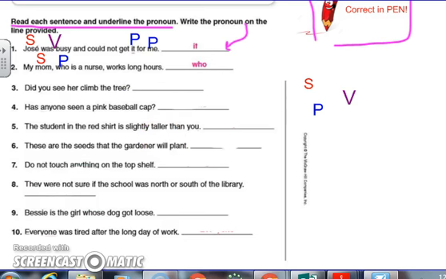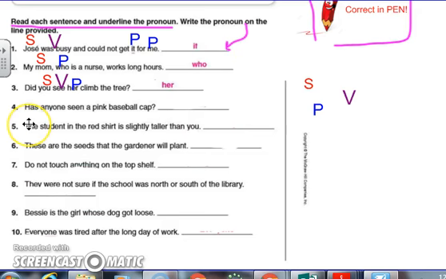Did you see her climb the tree? Who or what? Did you? What? Verb, that's the action. Her climb the tree. Well, let's find out. Where do you think the pronoun is? Her or you? Her. Well, they really look at it this way: that is the subject of the sentence, and that's the pronoun.